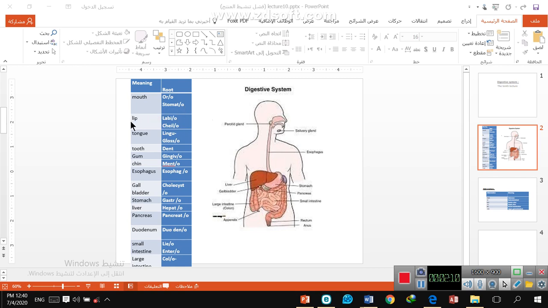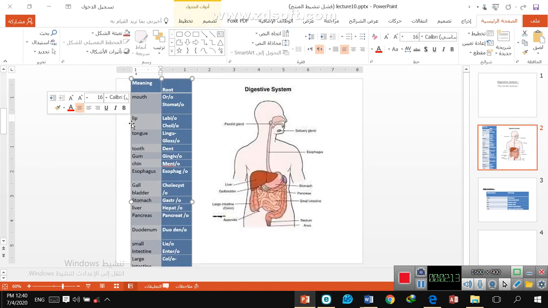We see lip. What is lip in Latin or in a medical word? We see labi or we see cheil. If you want to put it in an example, you can add to labi. You can see labiitis, cheilitis, or to explain more. You can add suffixes or prefixes to the term. Then number 3, tongue. Tongue also has 2 meanings, lingu or gloss. For example, we see glossitis, or just inflammation of tongue.